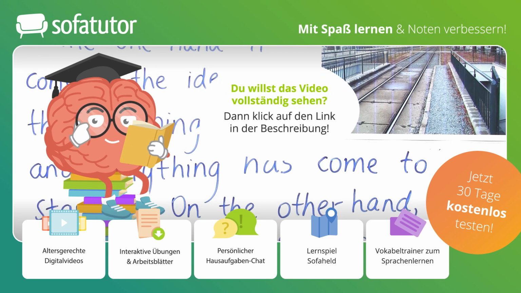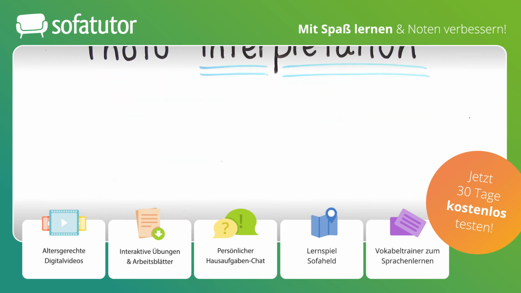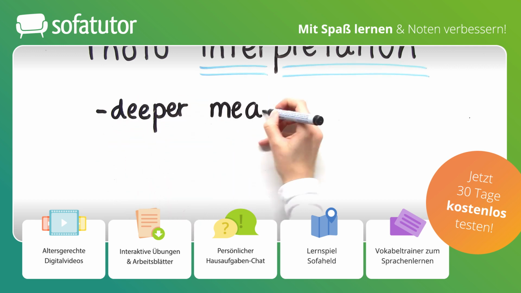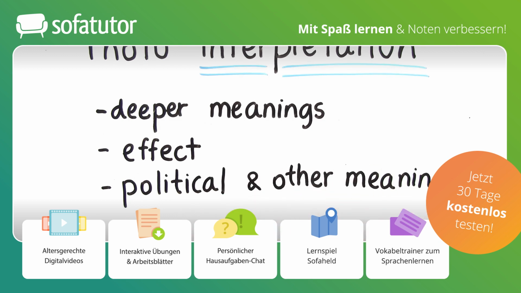So, you've already gone through 2 steps, a photo description and a photo analysis. Now let's discuss the last part, the interpretation. This is quite similar to the analysis part, but here you should think about its deeper meanings. What effect does it have? Does it have any political meaning, or is there a particular message it wants to convey?